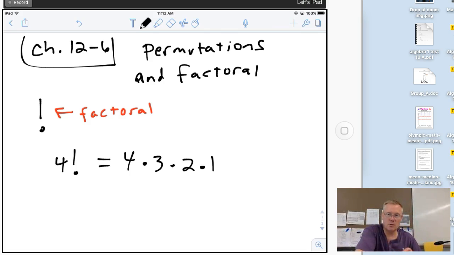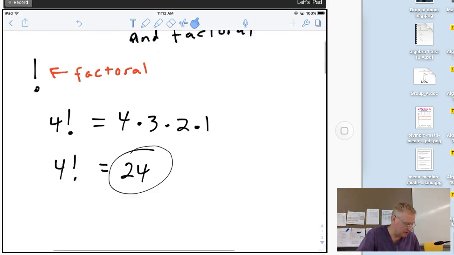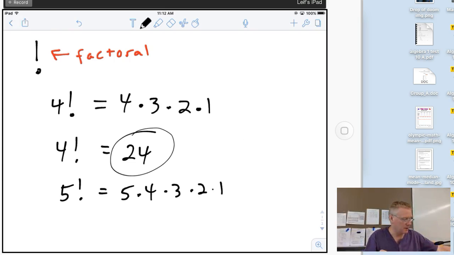The 1 is almost redundant in some ways because 1 times anything is itself. But if I gave you 4 factorial and I asked you to simplify it, 4 times 3 is 12, and 12 times 2 is 24, and 24 times 1 is 24. So that would be the answer, okay? So that's the idea of that one. If you took 5 factorial, that would be 5 times 4 times 3 times 2 times 1, all right? And if you did that in your calculator, you get 120, okay?